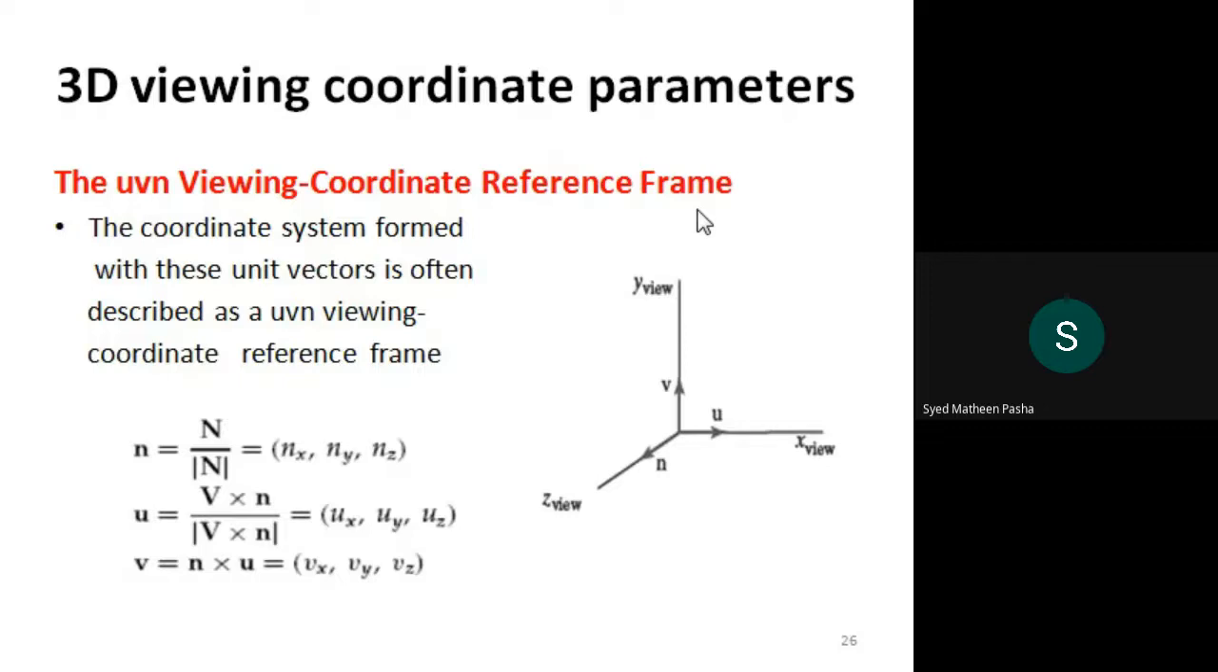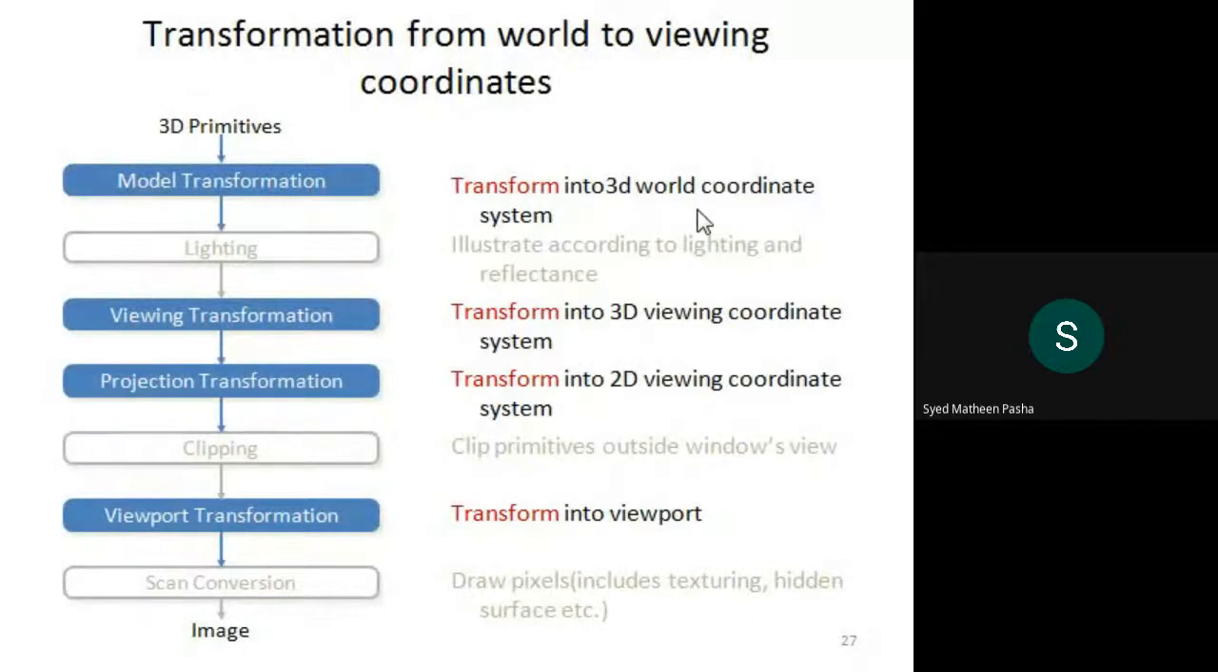Or if it is asked for 4 to 6 marks, you can explain any 5 or 6 parameters with respect to each. Then we will move on to the next part, that is transformation from world to viewing coordinates. So what is this transformation? We'll check out. As I told, transformation is nothing but another meaning of conversion.